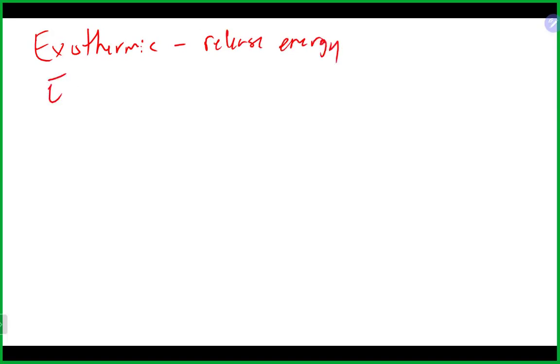Okay, we're going to continue on here. Chapter 10. We've been talking about energy in this chapter, and we talked mainly about some important processes. Obviously, exothermic, as we talked about, is when we release energy. Endothermic is when we absorb energy.